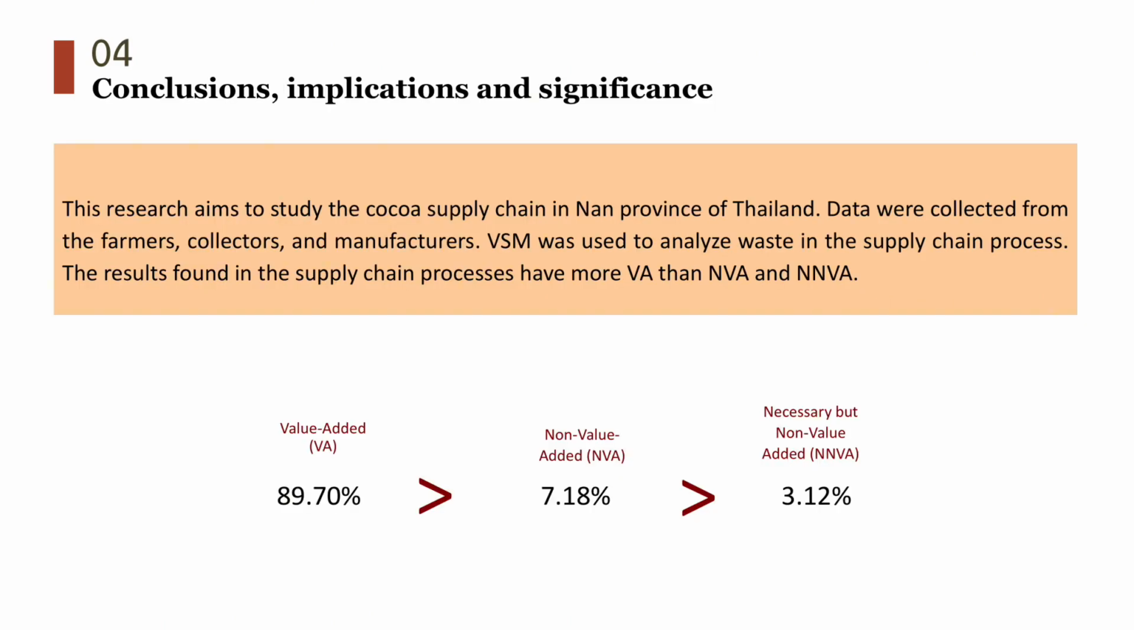So this is finally the conclusion we found. This research aims to study the cocoa supply chain in Nan province of Thailand. Data were collected from the farmers, collectors, and manufacturers. VSM was used to analyze waste in the supply chain process. The results found that the supply chain process has more VA than NVA and NNVA.